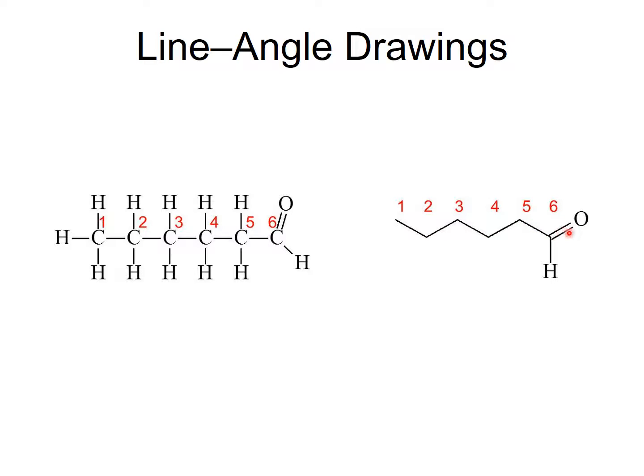Now, when you have a multiple bond, you have to show it, and then you have to show the heteroatom. Do you have to have the hydrogen there? You can leave it out. If you leave it out, it means the same thing.